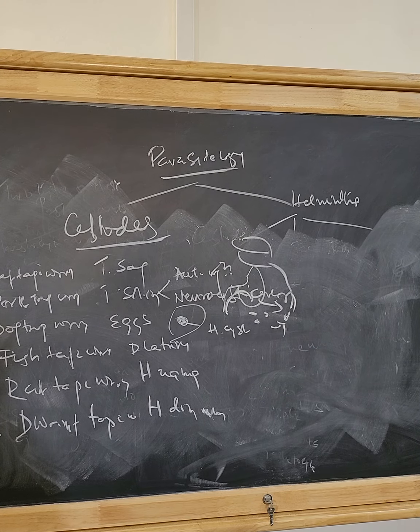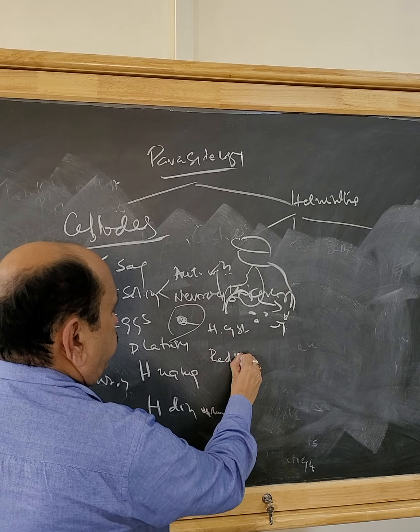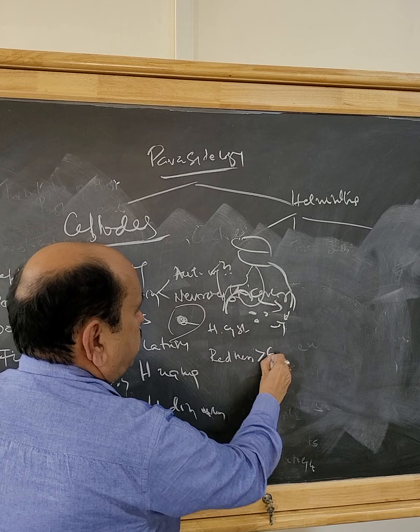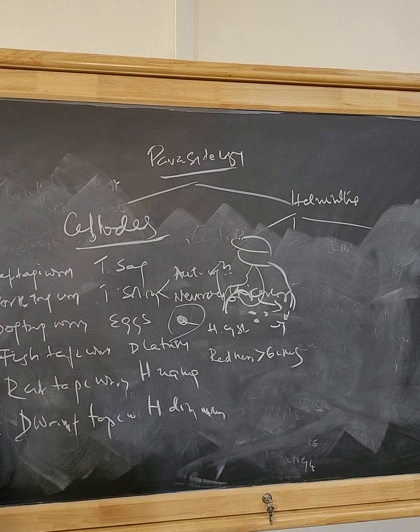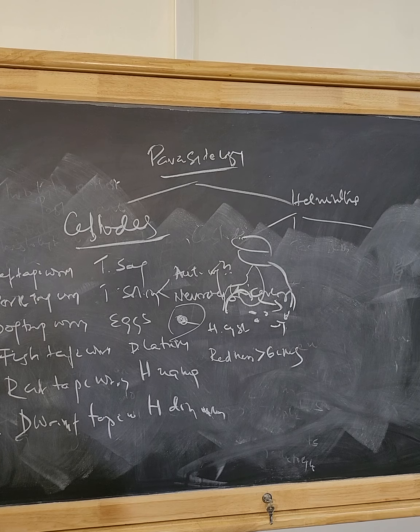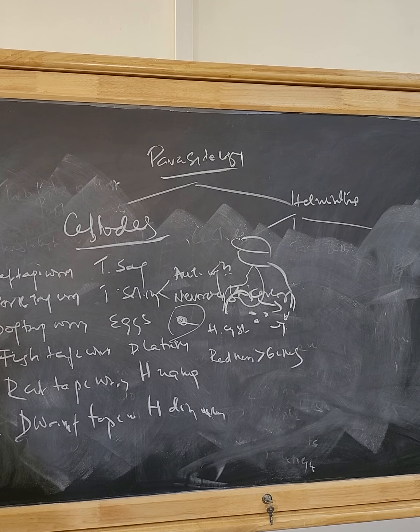It is injected intradermally. Redness of more than 6 centimeters is the immediate hypersensitivity reaction, diagnostic of hydatid cyst. It is the most commonly asked question in your examination, Casoni's test. Okay? And Hymenolepis diminuta.